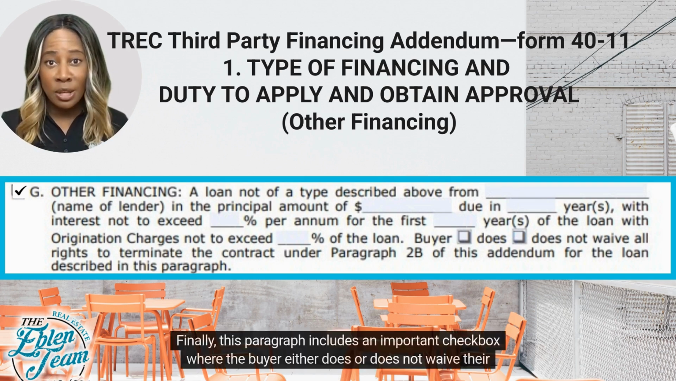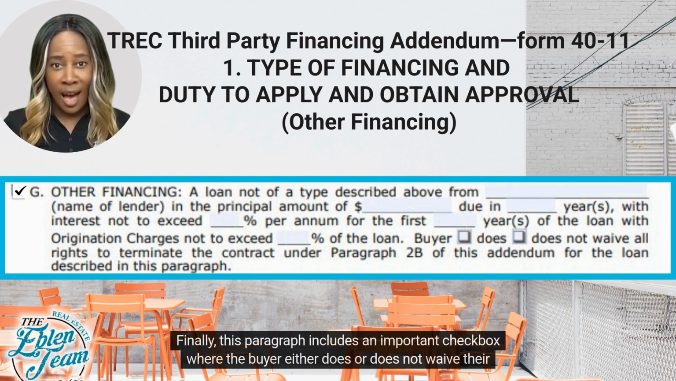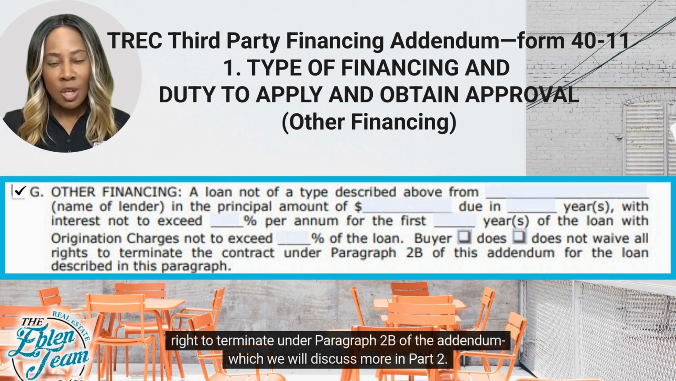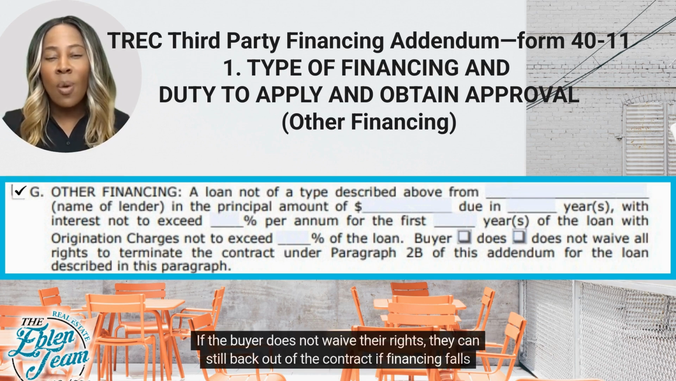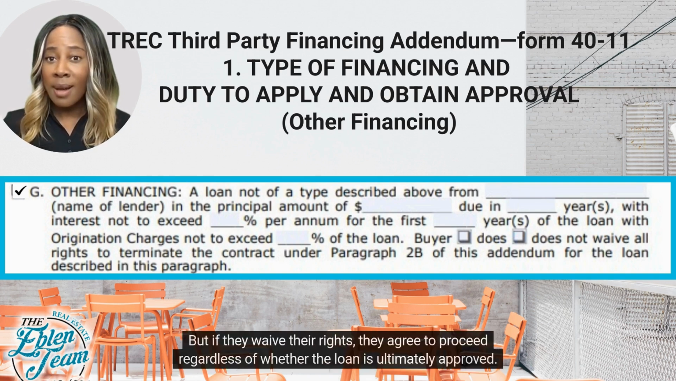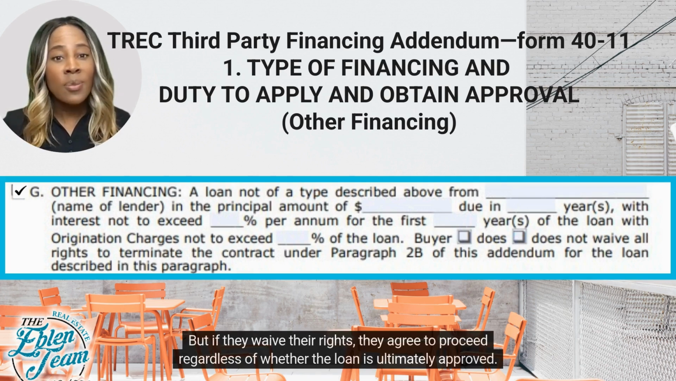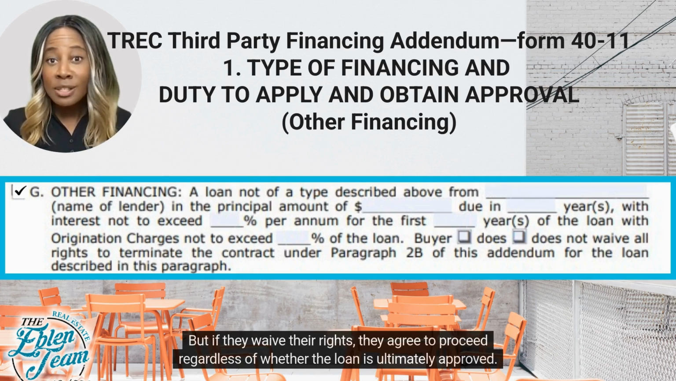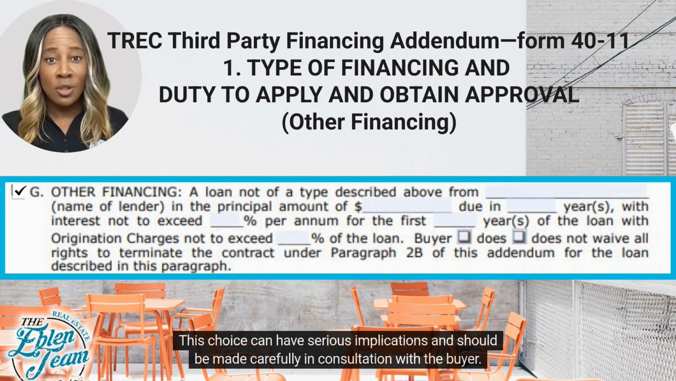Finally, this paragraph includes an important checkbox where the buyer either does or does not waive their right to terminate under paragraph 2B of the addendum, which we will discuss more in part 2. If the buyer does not waive their rights, they can still back out of the contract if financing falls through. But if they waive their rights, they agree to proceed regardless of whether the loan is ultimately approved. This choice can have serious implications and should be made carefully in consultation with the buyer.